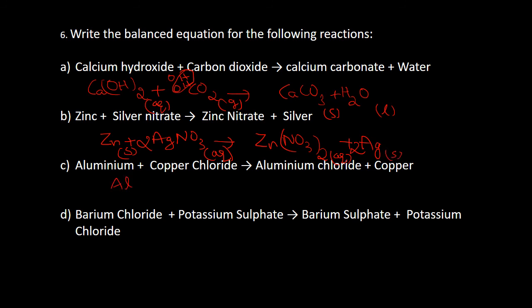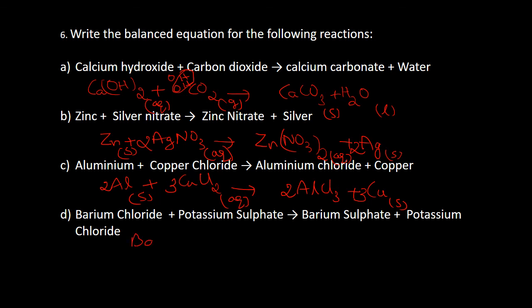Now aluminium Al plus copper chloride CuCl2 gives aluminium chloride AlCl3 plus Cu. Copper is a solid, aluminium is a solid, copper chloride is a solution, so aq. Let us balance this. Chlorine has become 3 here and 2 there, so make it 6 on both sides. Then Cu becomes 3 and aluminium becomes 2. So this is how you have to balance it.